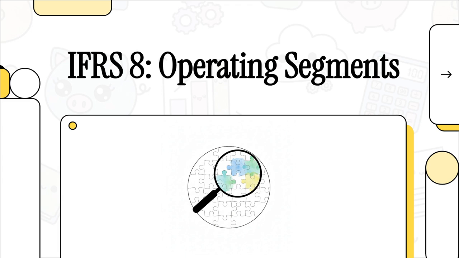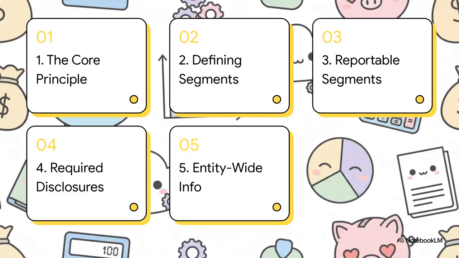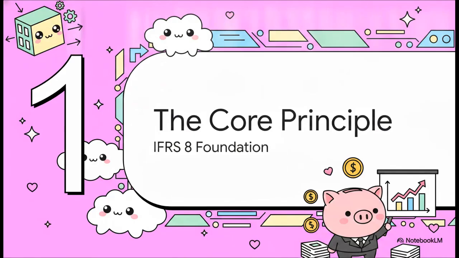Well, IFRS 8 is the tool designed to literally pry that box open. It dictates exactly how publicly traded entities have to break down their massive businesses into smaller, digestible, public pieces. We've got a solid agenda today. We're going to hit the core principle, define operating segments, look at how we identify reportable segments, go over the required segment disclosures, and wrap up with entity-wide information.